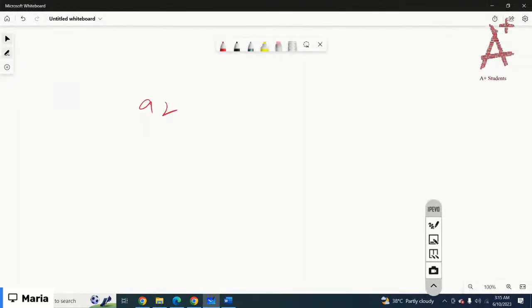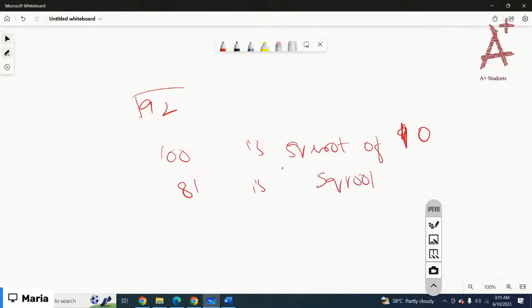So basically you have to calculate the square root of 92. The nearest number to 92 is 100, and 100 is the square of 10. Then you have 81, that is a consecutive square. 81 is the square of 9. That means square root 92 is between 9 and 10. Got it? It would be 9 point something.